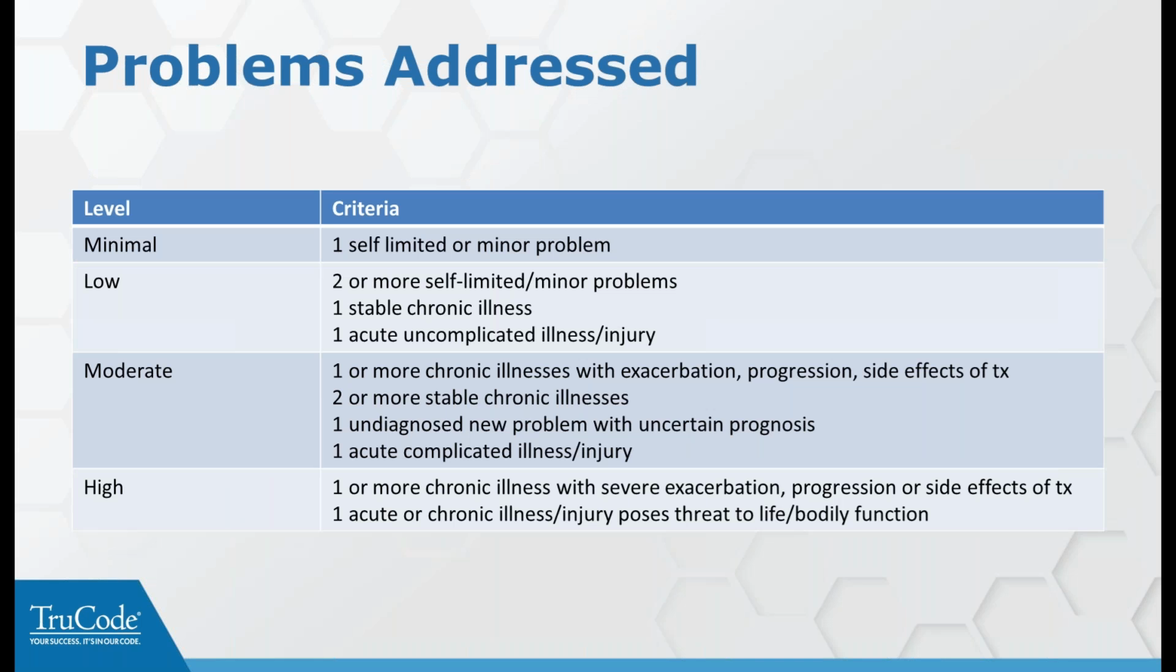So here is the listing there. Remember I said minimal, low, moderate, or high, and these are all defined for you, like what is a stable chronic illness versus a chronic illness with an exacerbation.